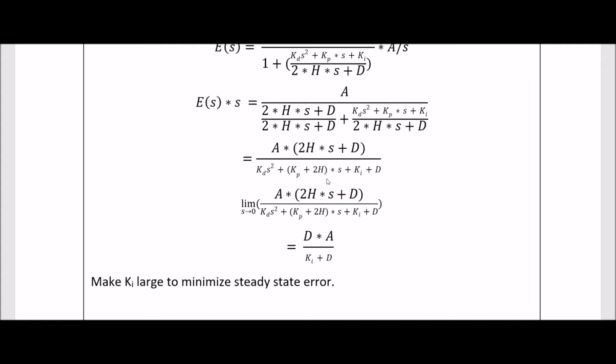Once we take the limit, everything with an s is going to go away, which will give us d times A over Ki plus d, and we want this to be as close to 0 as possible, so to minimize this, we need to make Ki large.